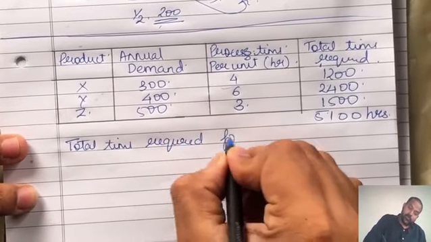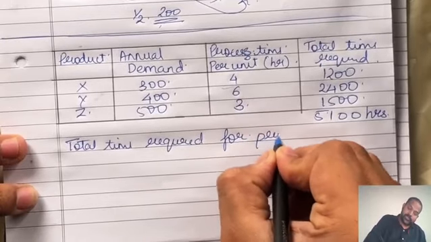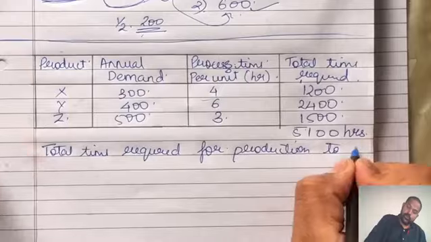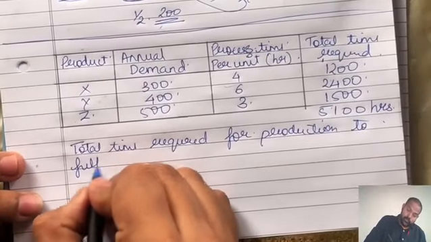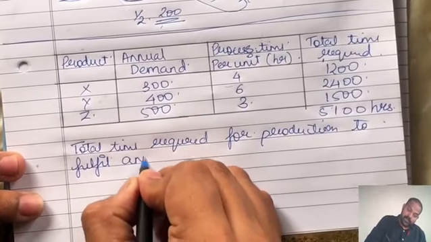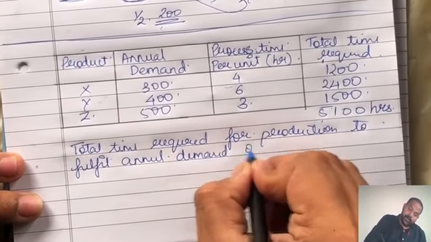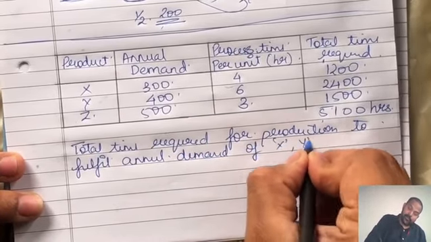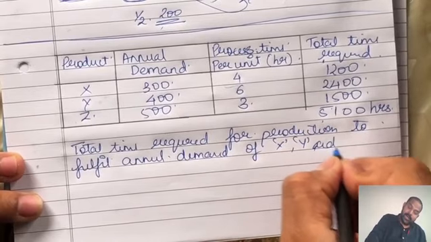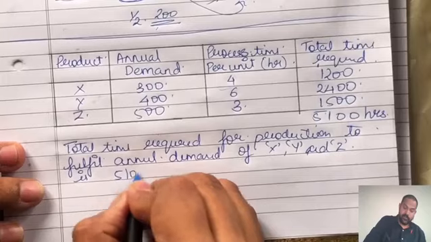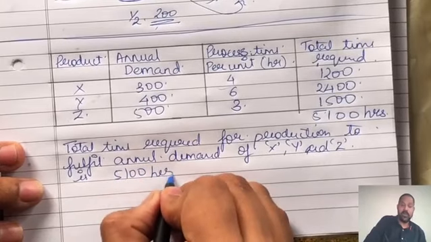Correct? So, the total time required for production to fulfill the annual demand of X, Y and Z is 5100 hours.